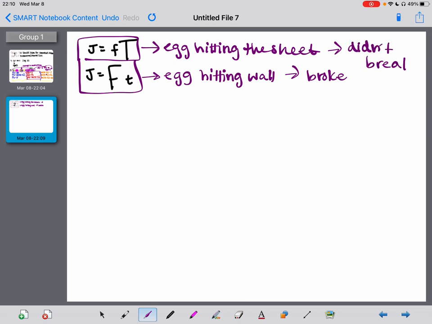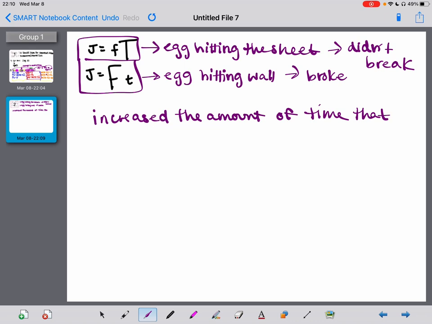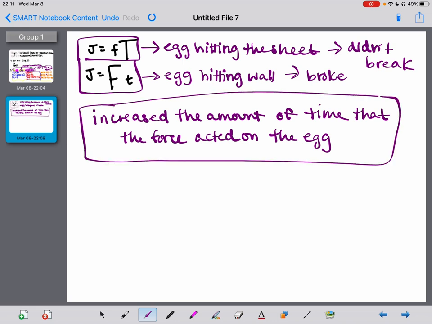The reason for that, if you look at what I wrote, is because the sheet increased the amount of time that the force acted on the egg. The wall, on the other hand, was a huge force in a small amount of time, which is exactly what our bodies experience if we didn't have an airbag, so most of us would die. But because we have an airbag, we are increasing the amount of time that the force acts on our bodies.